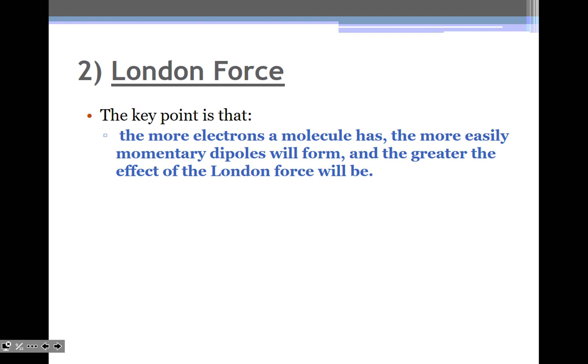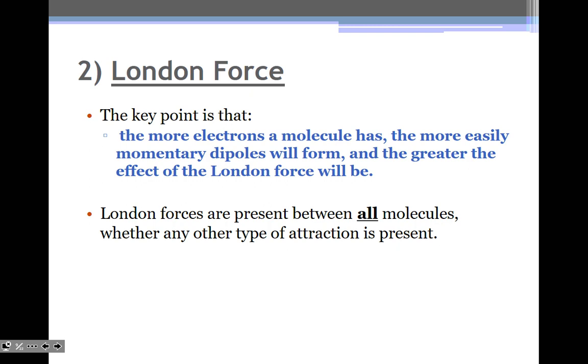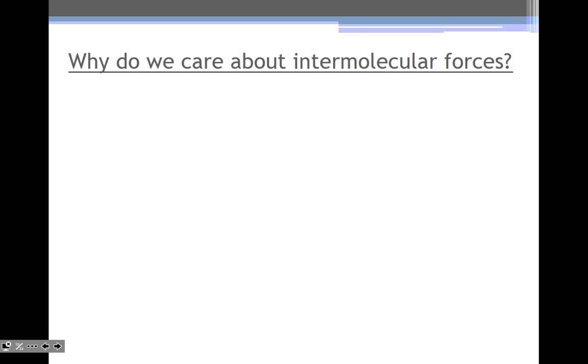So if that were a question on a test, kiddos, you can't just say, oh, this molecule has higher electrons. I want data. I want you to actually count the total number of electrons and be like, yeah, I'm proving to you I know what I'm talking about. This substance has, let's say, 50 electrons, whereas the opposing substance only has 20. London forces are present in all molecules, whether any other type of attraction is present. What that means is no matter what, every substance has London dispersion.